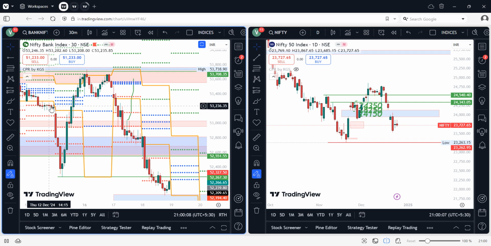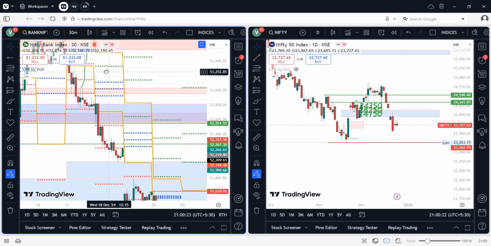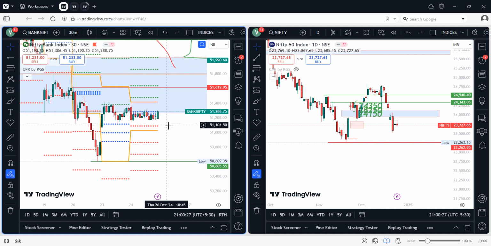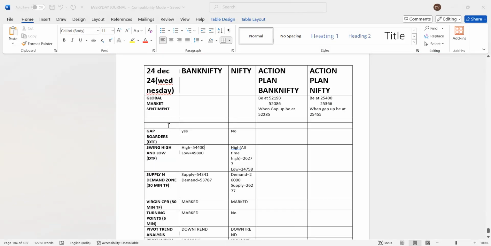And you can see here, this is a strong supply zone. You can treat this as a strong supply zone whenever you see some candles like this. If this is the high of the day, you can treat it as a strong supply zone. Now let's come here and mark the supply and demand zones.